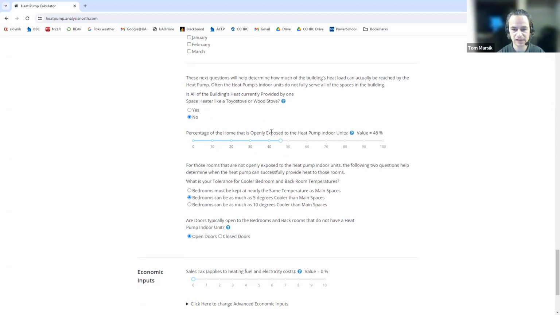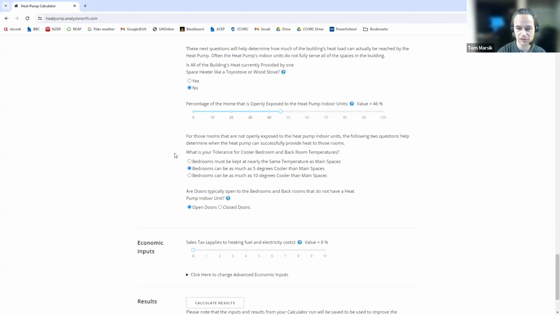Now, percentage of the home that is openly exposed to the heat pump indoor units, I'm going to go with the default of 46%. So again, if it's a ductless mini split heat pump that is a single unit, you cannot serve the whole home that has multiple rooms. But typically you would install it in your biggest room. And then it's going to be heating for that biggest room, and especially if you keep the doors open to the surrounding rooms, some of the heat is going to be serving the surrounding rooms also. But again, it's not serving the whole house. So here we're assuming it's serving 46% of the house.